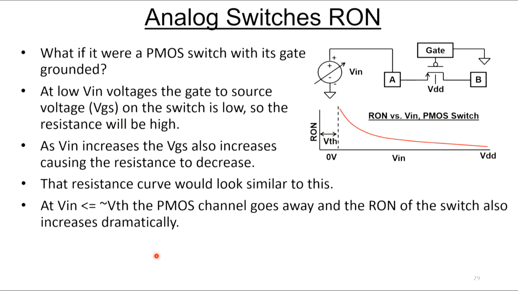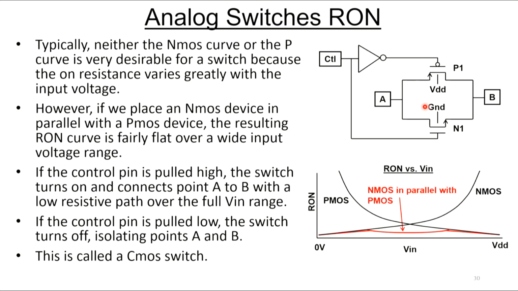What if it was a PMOS device? The PMOS device looks very similar, it's just flipped. At low input voltages, you're going to have a high resistance, and then the resistance goes down as you go to higher input voltages. At extremely low input voltages, anything less than a threshold, the PMOS device is going to be off, so the resistance is going to look really high. So typically, neither the PMOS curve nor the NMOS curve is very desirable for a switch because the on resistance is going to vary greatly with the input voltage.